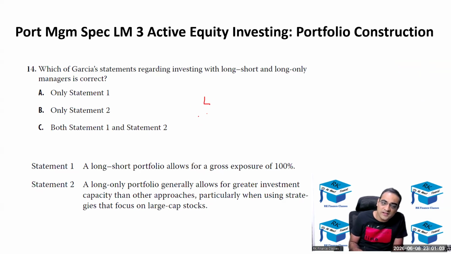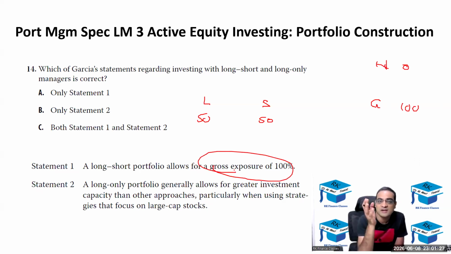If I do long 50 and short 50, which is basically called a market neutral fund, if the betas are one, by the way, or if the betas are equal, because in market neutral we look at betas also. Here if I look at the net exposure, 50 minus 50, that will be 0. But the gross exposure, 50 plus 50, would be 100. So market neutral funds could have a gross exposure of 100.